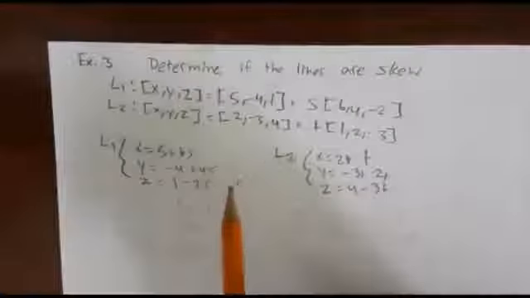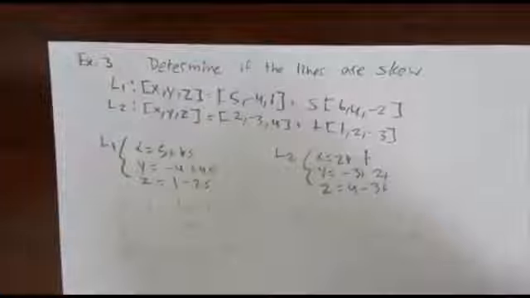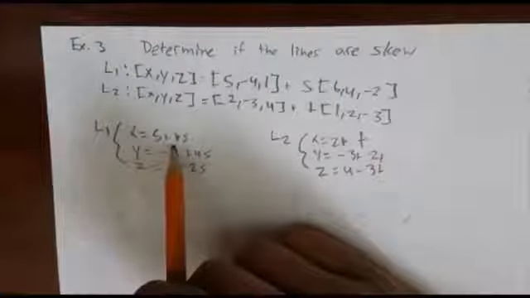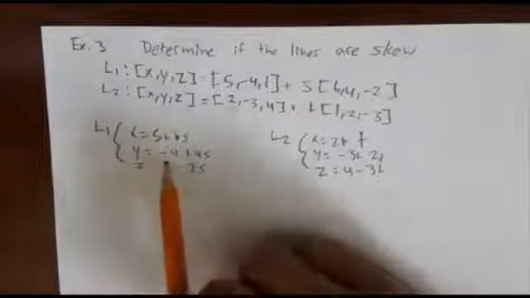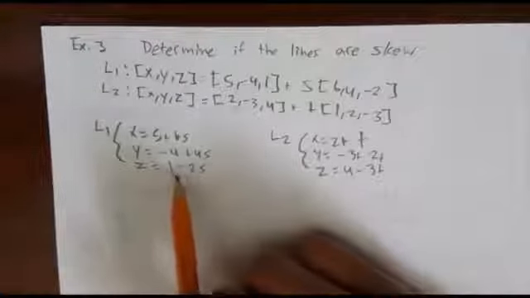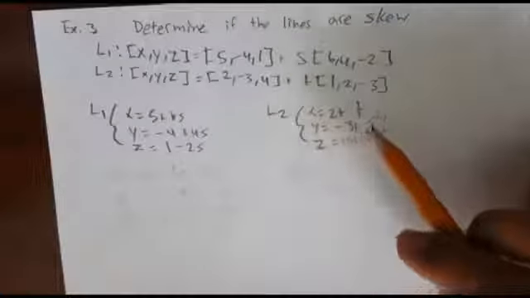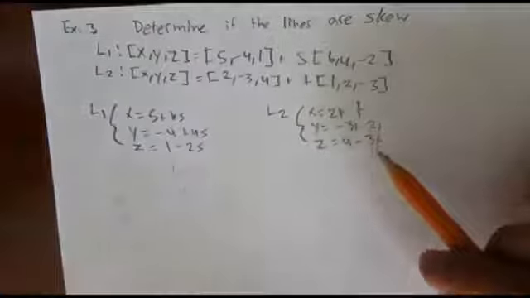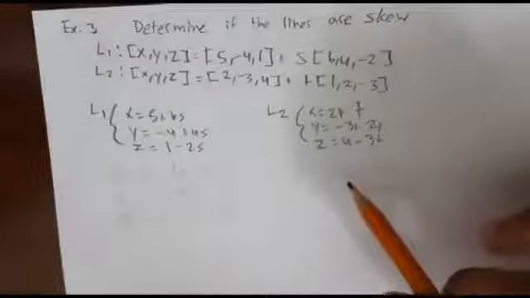So once again, we're given two lines in their vector equations, and the same thing, we have to find their parametric equations. So the parametric equation for line 1 is x is equal to 5t plus 6s, y is equal to negative 4 plus 4s, and z is equal to 1 minus 2s. For line 2, we have x is going to be equal to 2 plus t, y is going to be equal to negative 3 plus 2t, and z is going to be equal to 4 minus 3t.